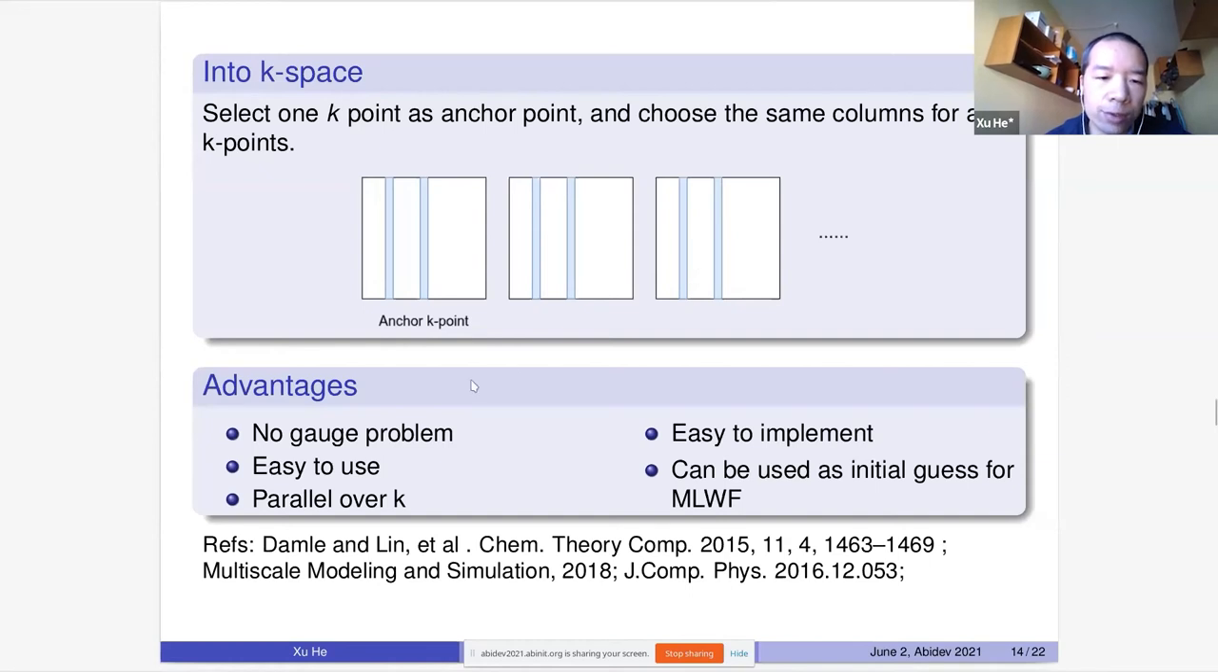There are many advantages of this method. First, because we use the density matrix, it doesn't have a gauge problem. And it is very easy to use. We only have to tell the code how many Wannier functions we need and what is the energy range we are interested in. These k-points are all independent, so it's easy to parallelize over k, and it's quite easy to implement. And the result can be used as an initial guess for maximally localized Wannier functions to be more localized.